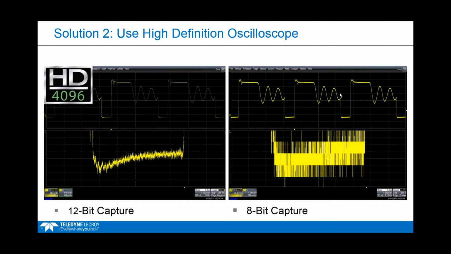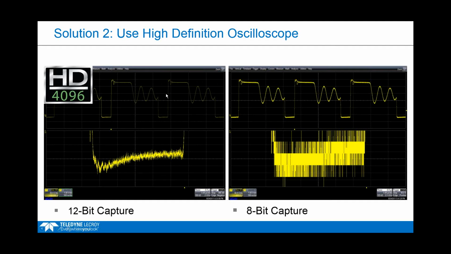And you can see the difference, the 8-bit capture on the right here, looking at that saturation voltage, versus the 12-bit capture on the left. So, for example, in a single quantization step that we see in the 8-bit scope, there's actually 16 different steps in the 12-bit scope. So that's what gives you this much cleaner picture here of the signal.